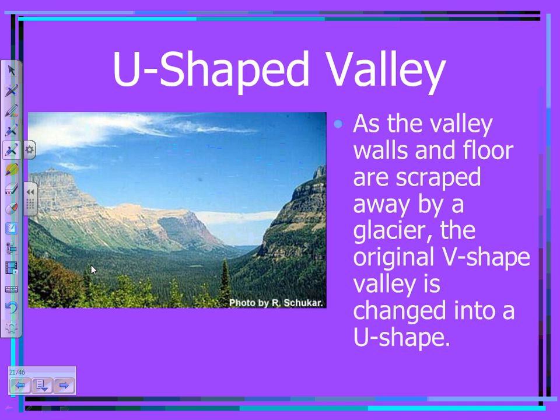A U-shaped valley. This typically occurs in a bigger valley glacier. As the valley walls and floors are scraped away by the glacier, the V-shaped valley is changed into a U-shape. You've got to think at one time this valley here was probably filled in with snow and ice up to maybe this level, and as it moved, again, just like a river, it's going to base towards sea level, flowing downhill, and carve this U-shaped valley.